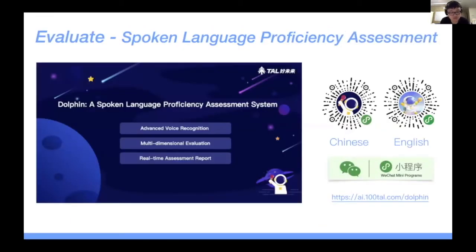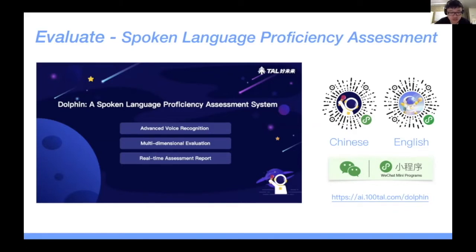Okay. And also after this stage, we go to the fifth stage, which is evaluate. How do we use AI to evaluate both the class quality and the student itself? We built a special assessment tool we called the spoken language proficiency assessment tool. We call it Dolphin 2, to use state of the art voice recognition and natural language processing techniques to evaluate the student's spoken language in multimodal dimensions.